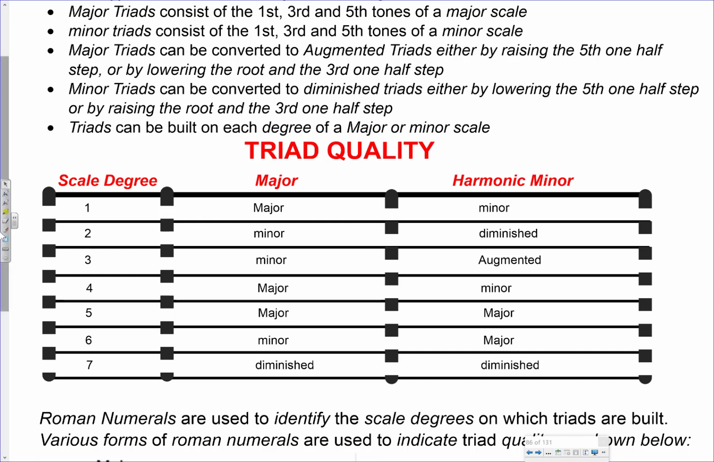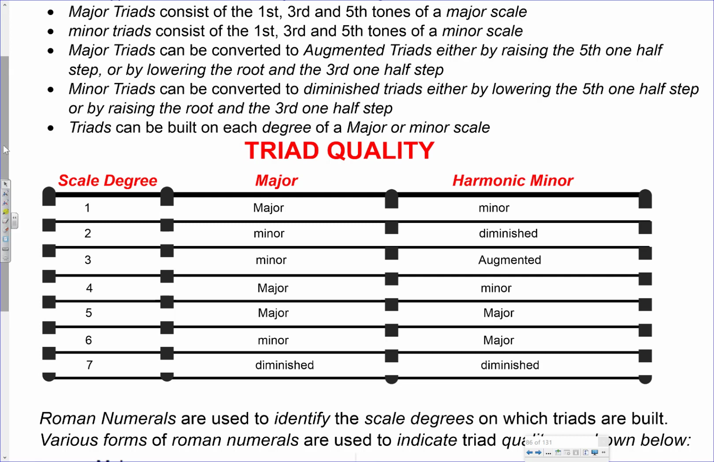Here is a chart, a triad quality chart. The first column shows the scale degree. The second column is the major key, and the last column is the harmonic minor key. For example, scale degree 1 in a major key is a major triad. For example, scale degree 3 in harmonic minor is an augmented triad. Note that both major keys and harmonic minor keys have diminished triads on scale degree 7.